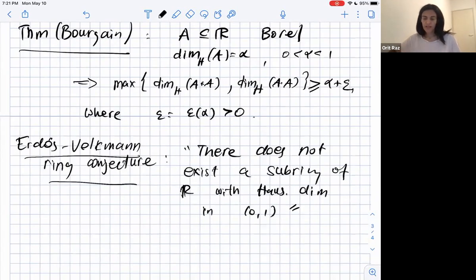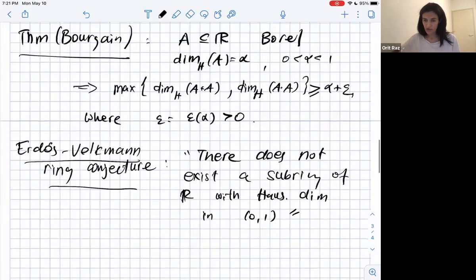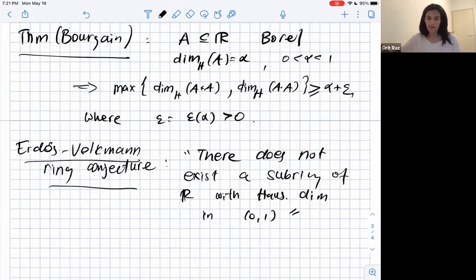And Bourgain's result, of course, proves it, because if we had such a subring A, then we can consider the sum set of this subring A and the product set. But since a ring is closed under sums and products, then of course A plus A will just be A, and A times A will again be A. So both will have dimension alpha, the same dimension as A. And so this will be false, right? So if we know this, we know that the conjecture is true.